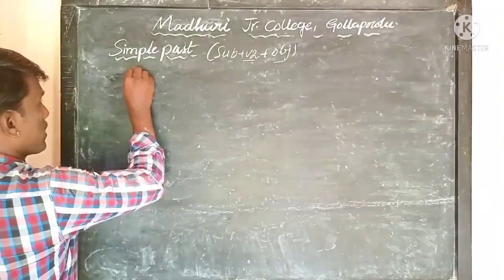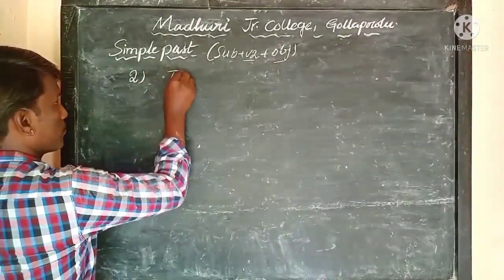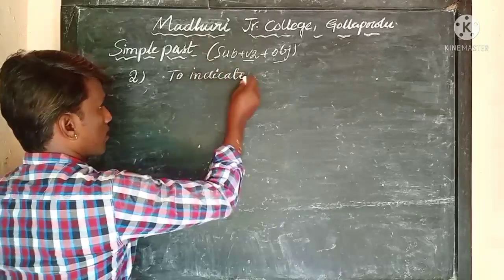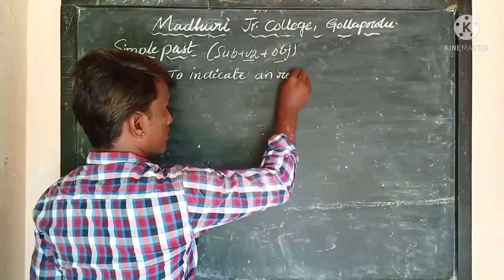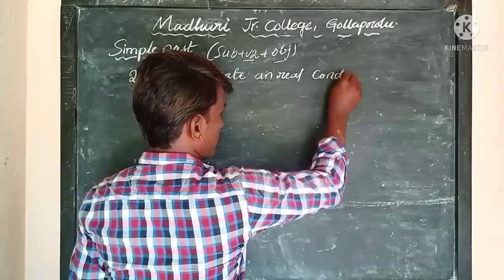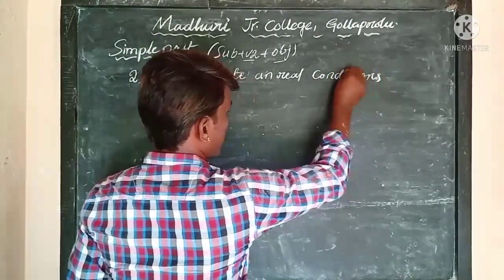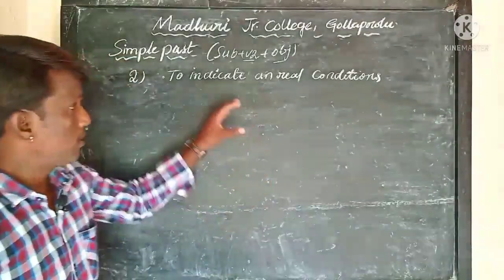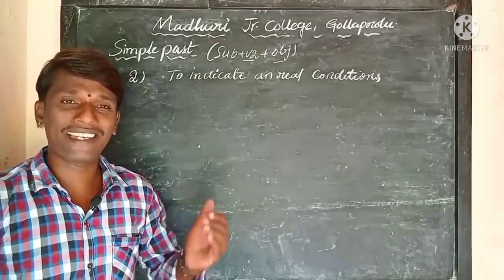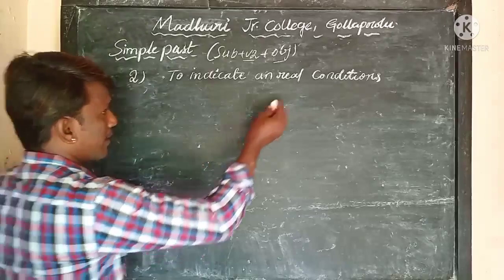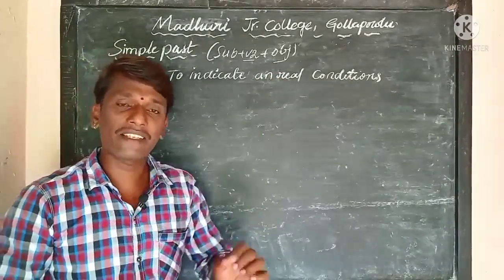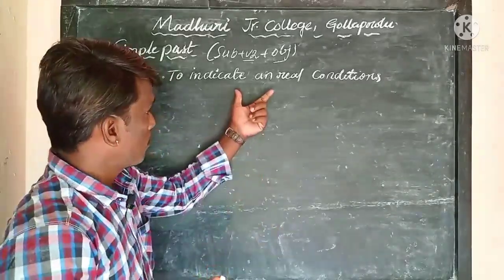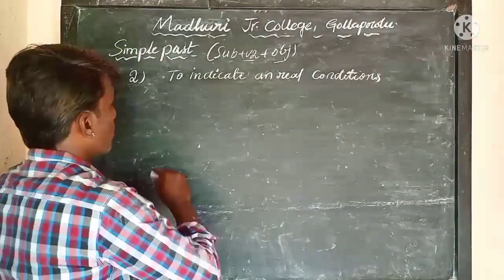The next thing is to indicate unreal conditions. Actually, we have conditional clauses. This simple past tense is used to indicate unreal conditions. Unreal condition is also called an imaginary conditional clause, or it can also be called an improbable conditional clause. So we use simple past tense to indicate improbable conditional clauses.